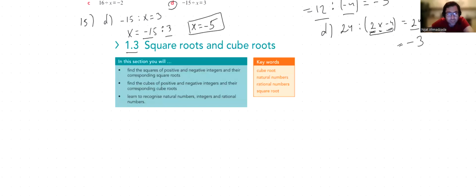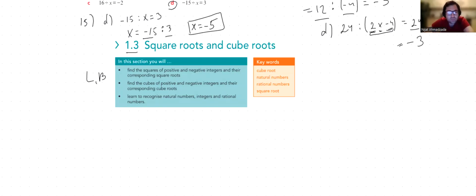Hi guys, today we're gonna explain the Learner's Book 1.3. And the topic is about the square roots and cube roots. Okay, so let's try to understand what those things mean.